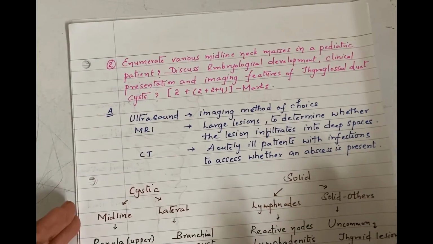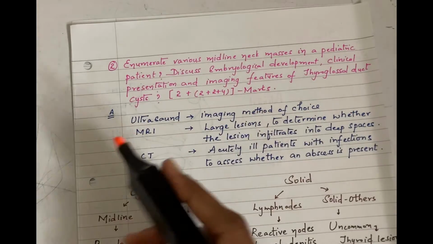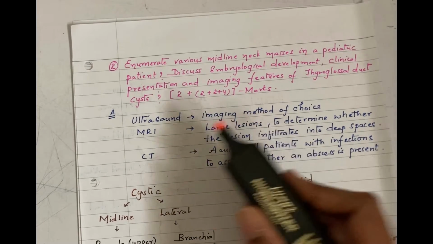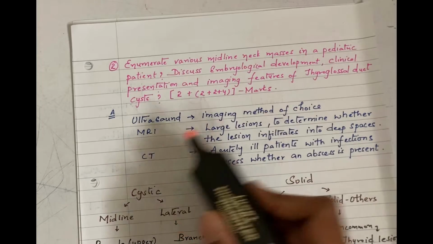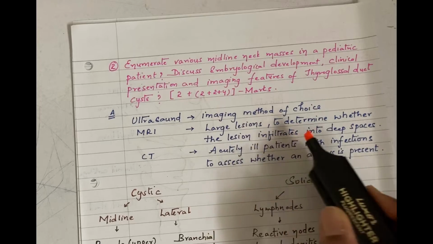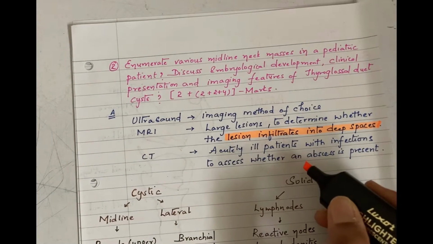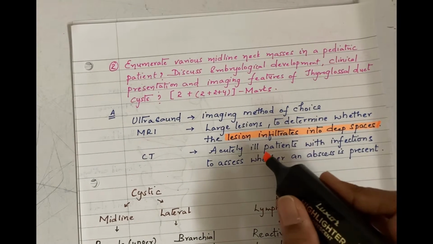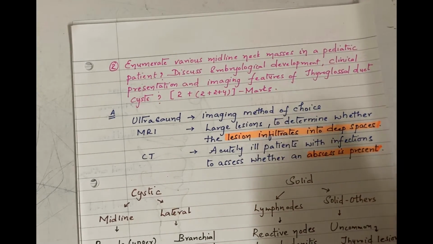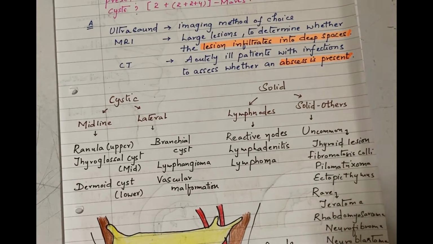First we have to know what the neck masses in pediatric patients are. Before going to that, we'll discuss something about imaging. First, ultrasound. Any patient who comes with a swelling in the neck, the choice is ultrasound. It is the imaging method of choice. Then MRI. MRI is useful for large lesions, to determine whether the lesion infiltrates into the deeper spaces. Then CT. Why do we do CT? CT in a neck mass is done especially if they are acutely ill with infections, to assess whether an abscess is present.